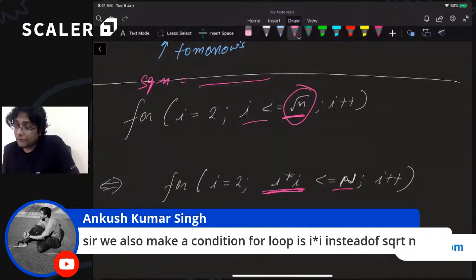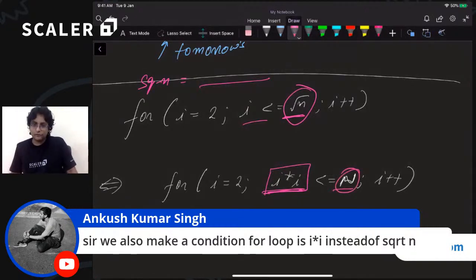Bridge says, but don't we have to check for overflow? Well, not really, Bridge, because I into I will not overflow, right? If I into I overflows, then n itself should overflow. Does that make sense? We are not really considering the overflow case over here. We're talking about not too big numbers. We are talking about numbers that will fit in the integers.